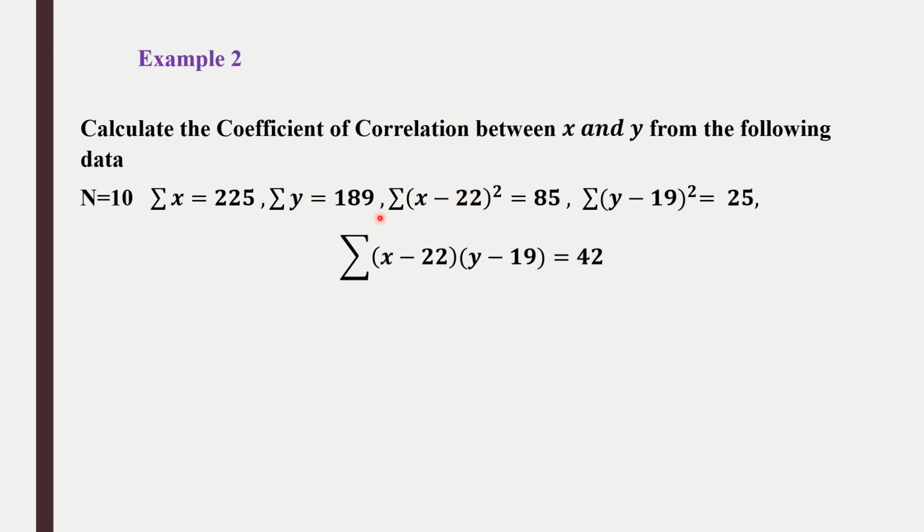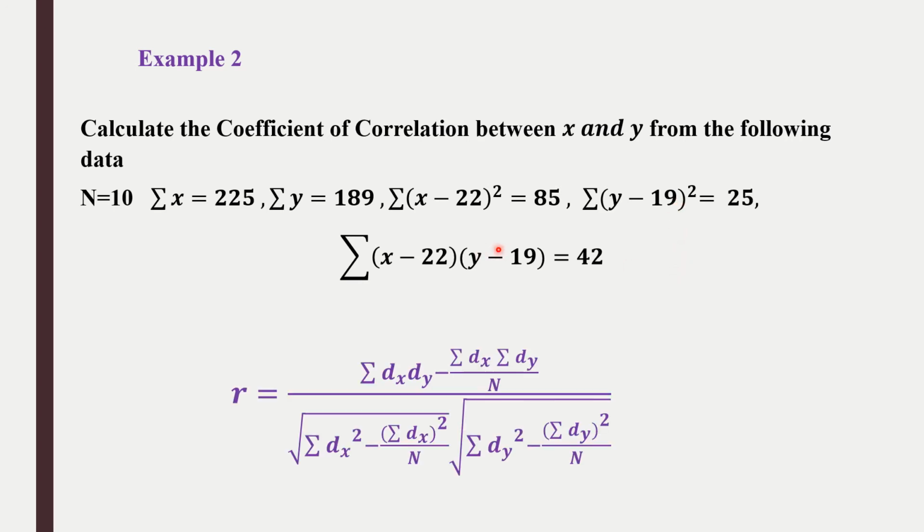Here it is 189 divided by 10, that is 18.9. Here we are getting Y minus, that is 19 here. So this is also not the actual mean. So we will solve this problem by the assumed mean method. So that means X minus 22 has to be taken as dx, Y minus 19 has to be taken as dy. Okay, so we are going to solve by this assumed mean method formula.